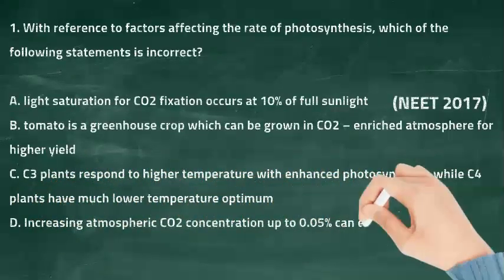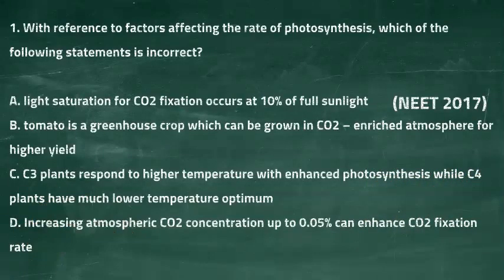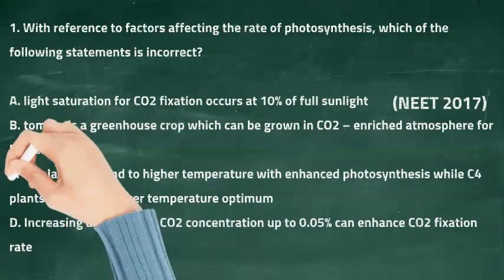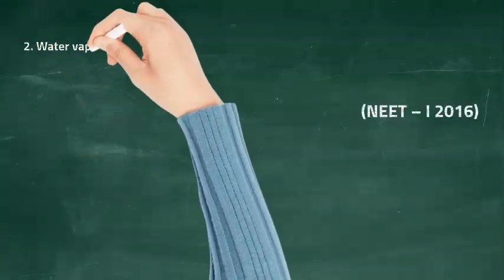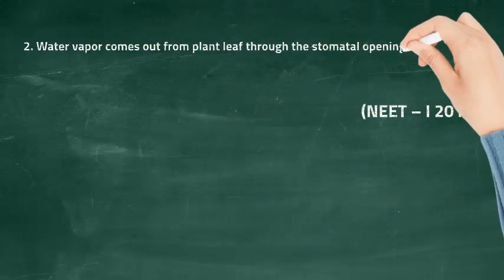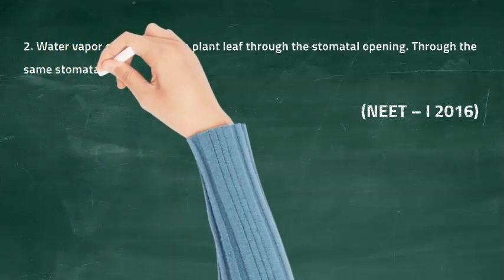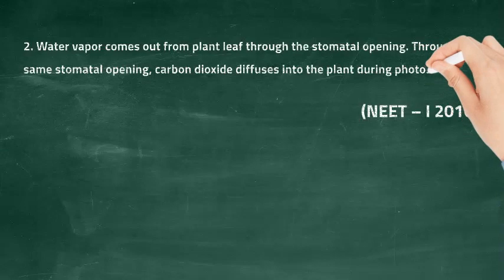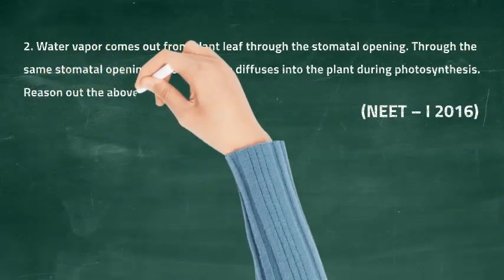The right answer is option third, which is C3 plants respond to high temperature with enhanced photosynthesis while C4 plants have much lower temperature optimum. Question second. Water vapor comes out from plant leaf through the stomatal opening. Through the same stomatal opening, carbon dioxide diffuses into the plant during photosynthesis. Reason out the above statements using one of the following options.